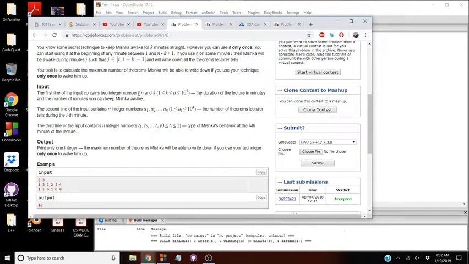So the first number is the duration of the lecture and the number of minutes that our potion can keep him awake. The second number is the number of theorems that is being told each minute. And the third number is whether he is awake or asleep during that minute.